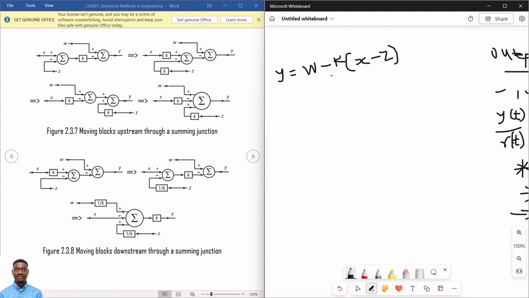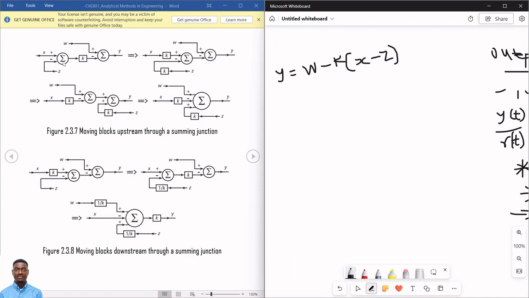K into x minus z is the signal flowing on this line, going into negative terminal of this summation block. And W is coming here to the positive end. So that will be W minus K into X minus Z equals Y. So that's the mathematical model for this block diagram here.